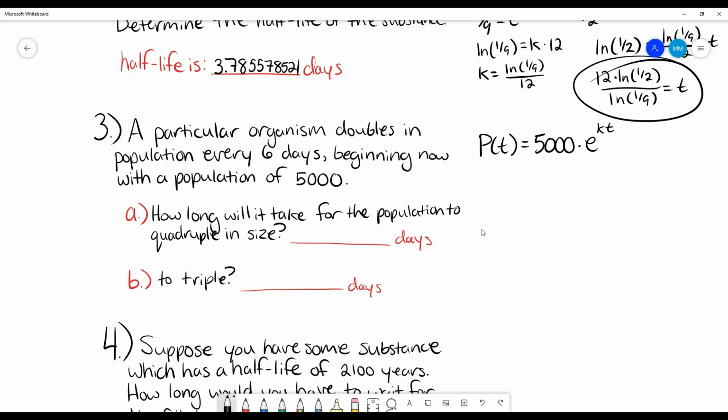And we know that doubling time is 6 days, so I know it would take for it to be 10,000, so I know that ratio would end up being 2 equals e to k times 6. And we can go ahead and solve for k now. So natural log of 2 equals 6 times k. So k equals the natural log of 2 divided by 6.